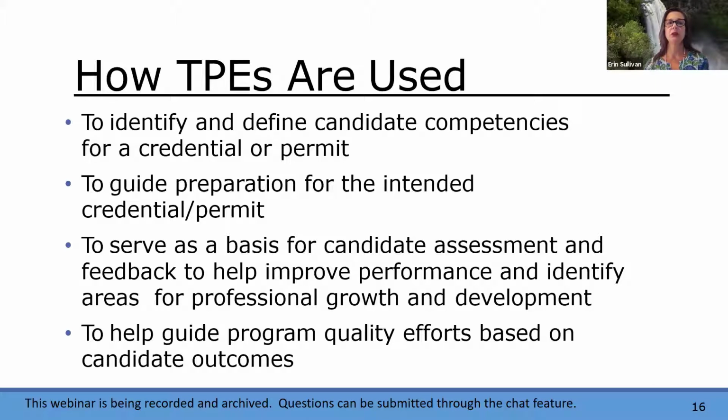Programs will also use the TPEs to evaluate its own program quality. Because if candidates are not successful on the performance assessment, the program will need to go back and look at where in the performance assessment were candidates not successful, and then look at how the related competency or competencies are being taught within the program and make necessary modifications to the program in order to support and improve candidate success.